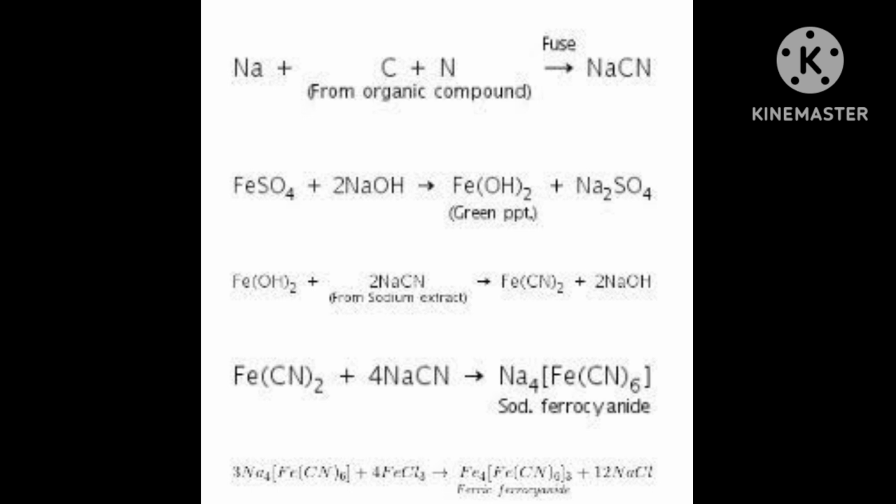Sodium nitroprusside, I am telling you. Sodium nitroprusside is Na2[Fe(CN)5NO]. This is a complex anion. It has two negative charge. Anion, two negative charge. [Fe(CN)5NO]2- is actually sodium nitroprusside. Actually, this will react with sulfur.